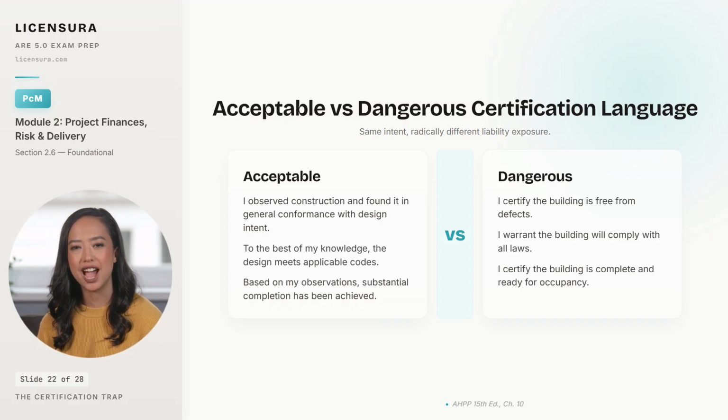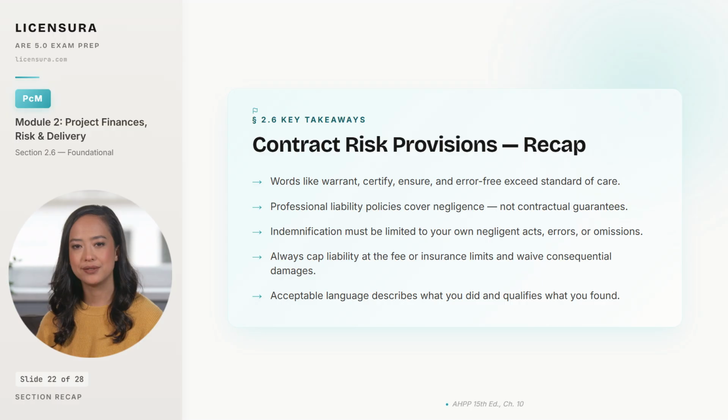Pull it together. Bad words and bad provisions create liability your policy will not catch. 5 takeaways. First, words like warrant, certify, insure, and error-free are contract terms that exceed the standard of care your insurance is built around. Substituting represents, to the best of my knowledge, reasonable efforts, and consistent with standard of care is one of the highest impact risk moves you can make. Second, professional liability policies cover negligence, not contractual guarantees. A clause that creates liability beyond negligence can void coverage on a claim that would otherwise have been paid.